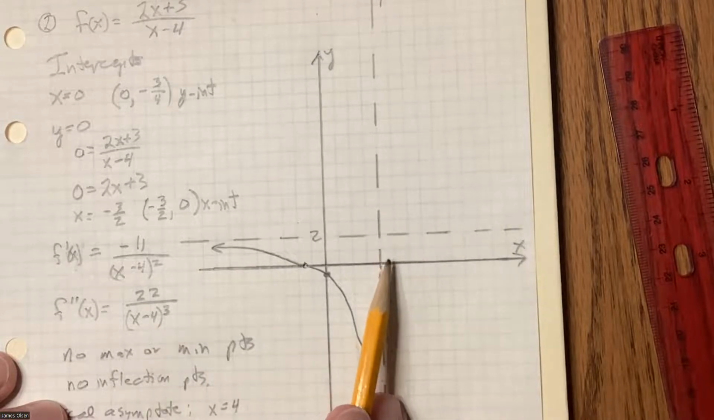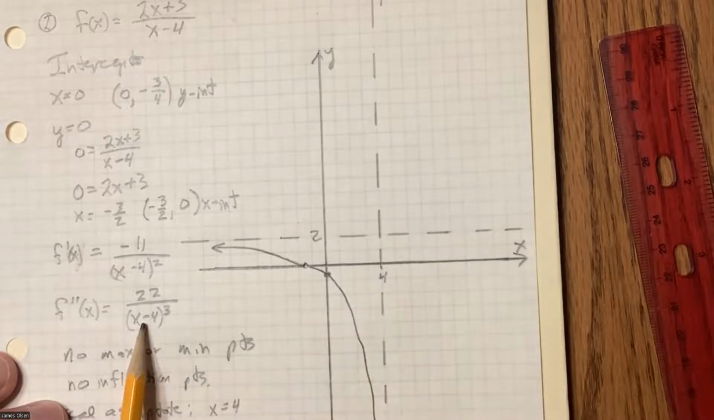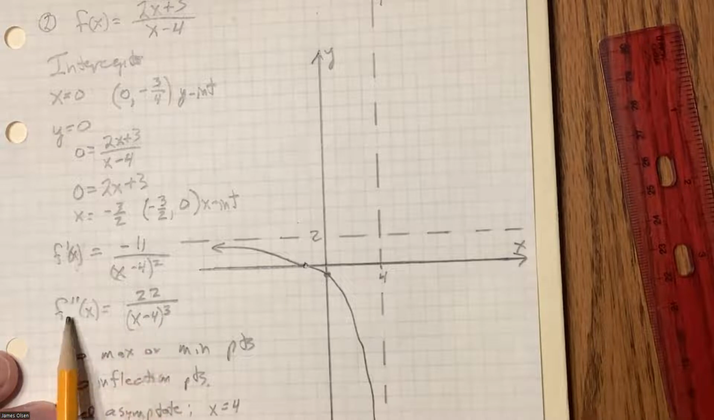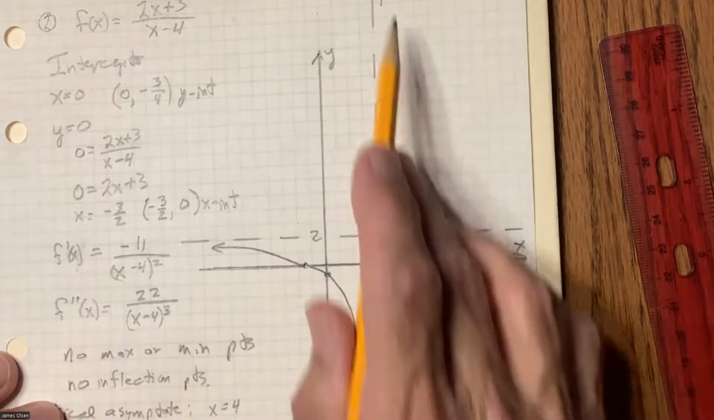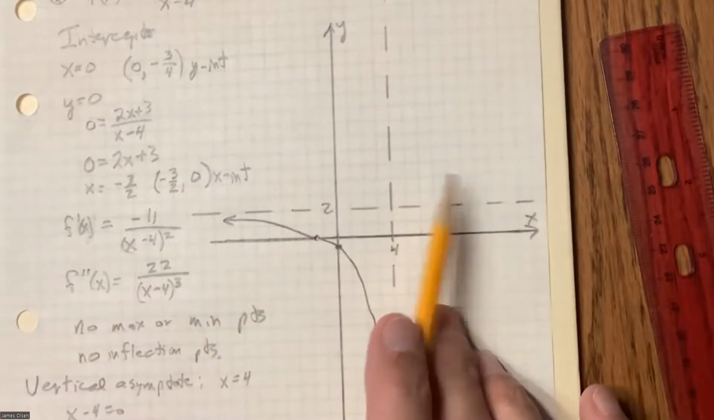On the other hand, when x is greater than 4, we have a positive down here. A positive divided by a positive is a positive. That's a positive second derivative, so it's concave up. So the rest of my graph is here. It would be nice to get 1 point here.